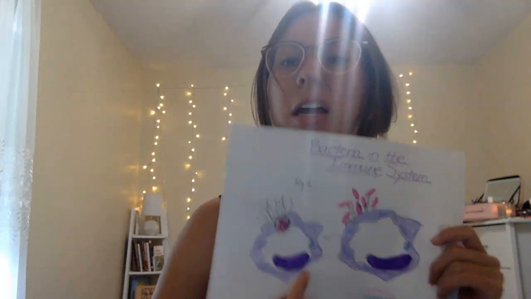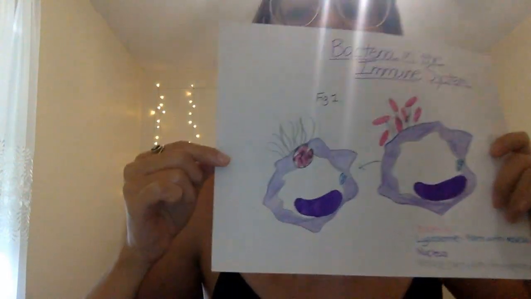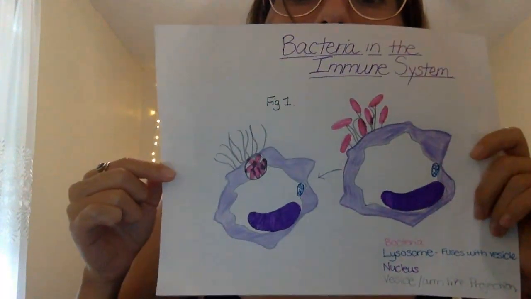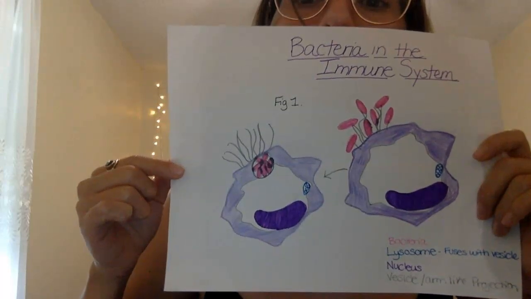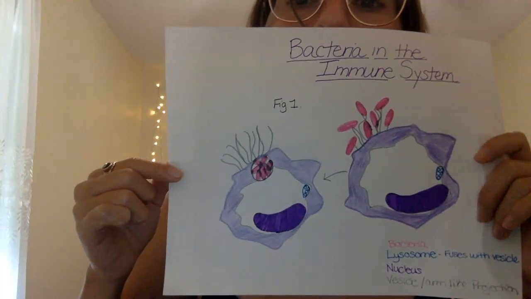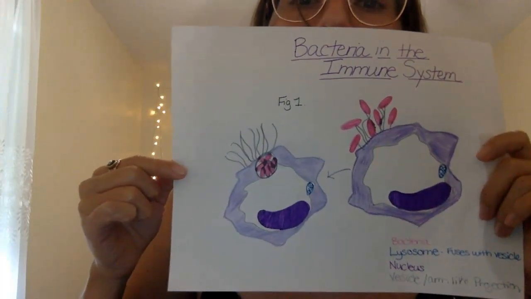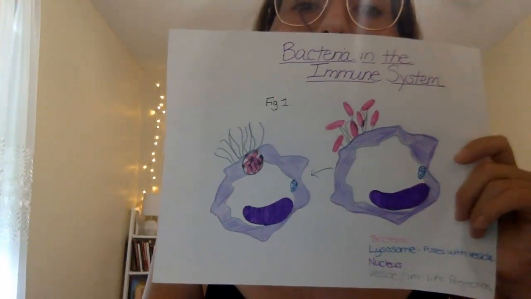If you also take a look here, you can see there is a nucleus that is located here in the macrophage. So here is a closer view of the bacteria, which is in the pink, my lysosome, my nucleus, my vesicle, and my pseudopods. Thank you, and that is the interaction between the bacteria and the macrophage.